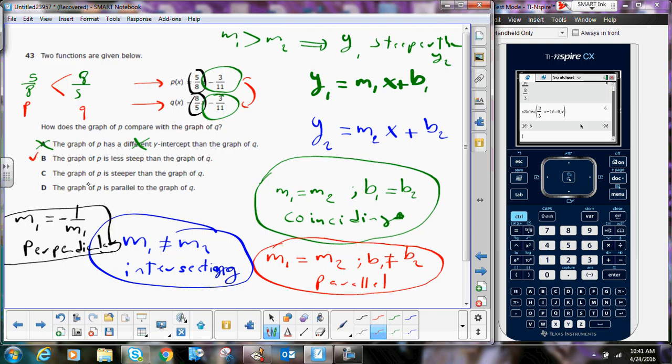This is true. The graph of P is steeper than the graph of Q? No, it's not steeper because the slope is less. The graph of P is parallel? They are not parallel because the slopes are not equal and the y-intercepts are not different. So in this case, the answer is B.